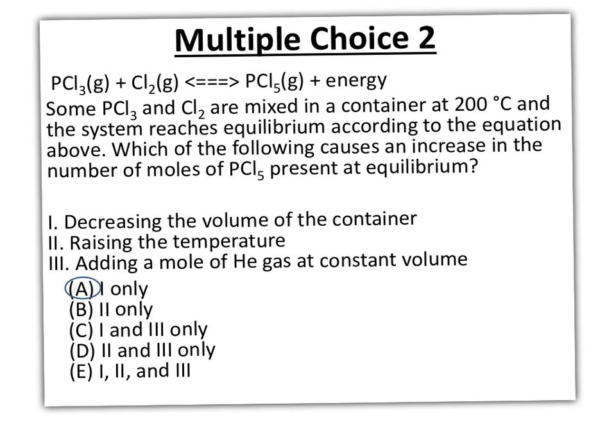Some PCl3 and Cl2 are mixed in a container at 200 degrees Celsius, and the system reaches equilibrium according to the reaction above. Which of the following causes an increase in the number of moles of PCl5 at equilibrium? Now, where is PCl5 in terms of the reaction itself? It's a product, so we've got to figure out how to shift it towards the products.